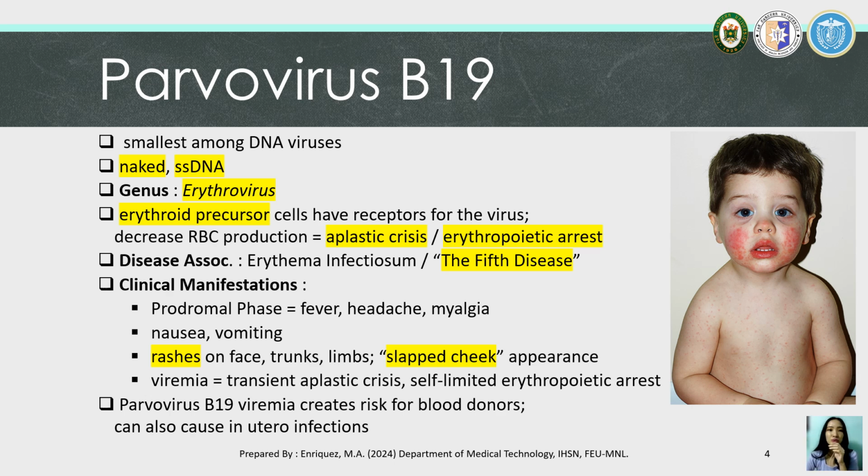So patients with erythema infectiosum would experience fever, headache, malaise, and myalgia, which are very non-specific. And sometimes there may also be respiratory and gastrointestinal symptoms such as nausea and vomiting, which is also non-specific, all right? But after the prodromal phase or yung simula na yun, the rashes would appear in a pattern that is referred to as the slap cheek appearance, as we can see right here on this photo to the right.